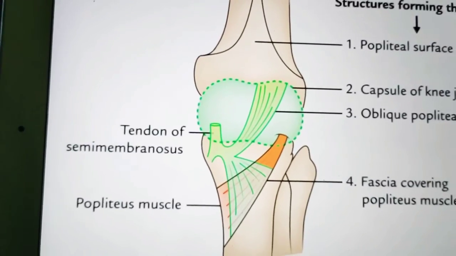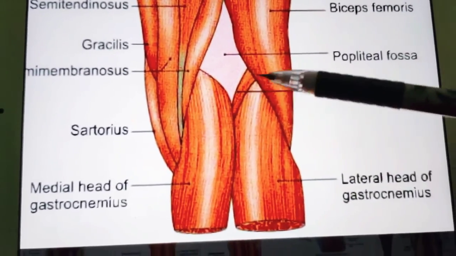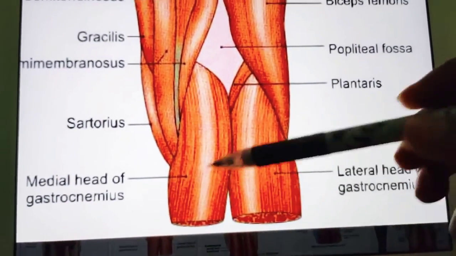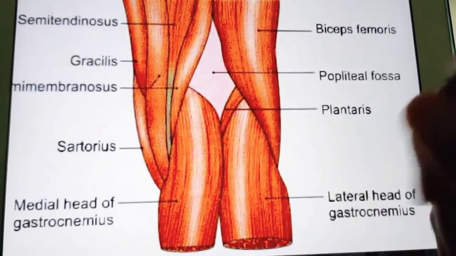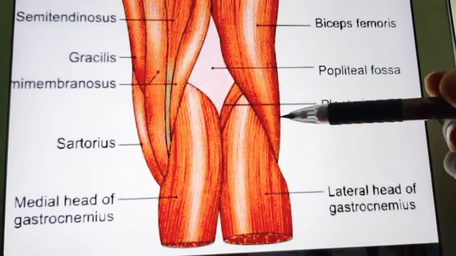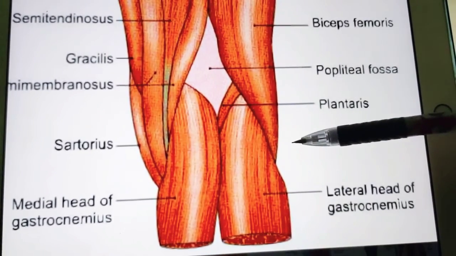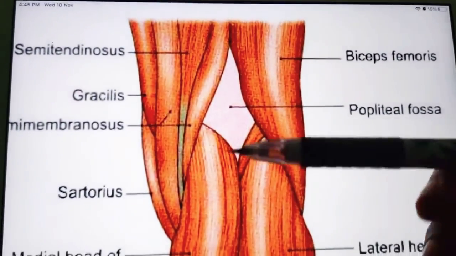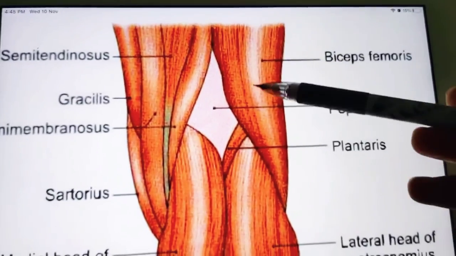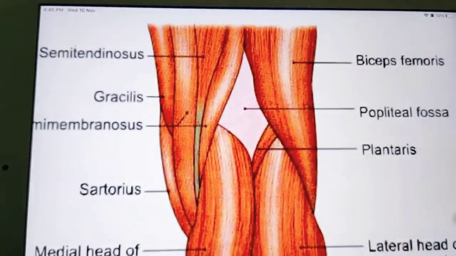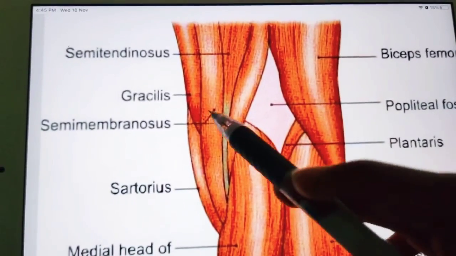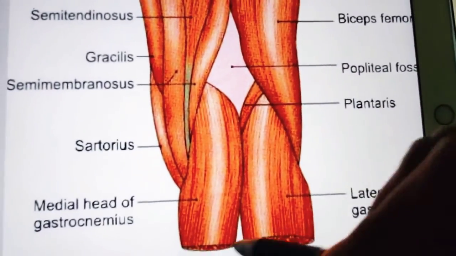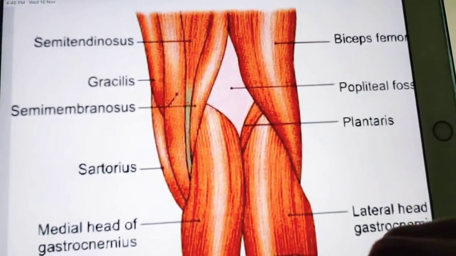So if you see another diagram, I'll show that. In this diagram, you can clearly appreciate the two heads of gastrocnemius. This is the lateral head of gastrocnemius. This is the medial head of gastrocnemius. This is forming the inferior boundary of the popliteal fossa. And also there is a supplementary muscle on the inferior lateral side of the popliteal fossa, that is the plantaris muscle. And on the upper side, there is the biceps femoris muscle on the lateral side, and on the medial side you will see mainly the semimembranosus muscle, gracilis muscle, semitendinosus muscle, and also the sartorius muscle. So these are all the different boundaries of the popliteal fossa.